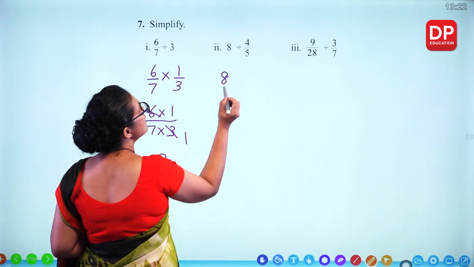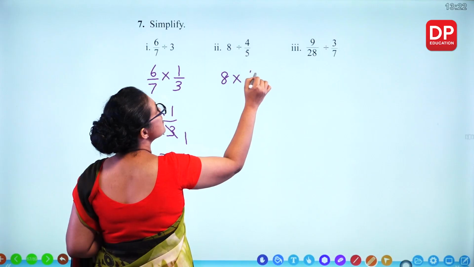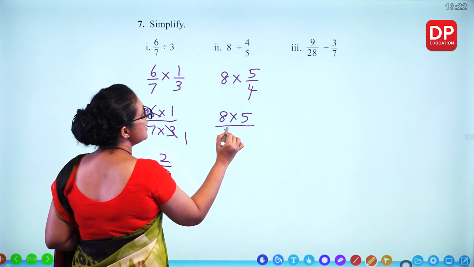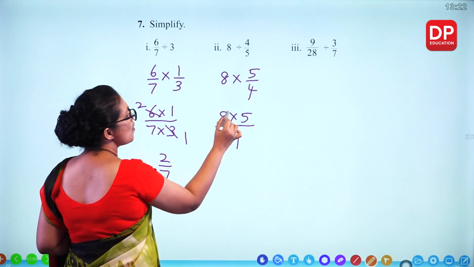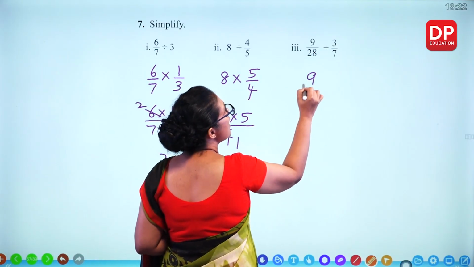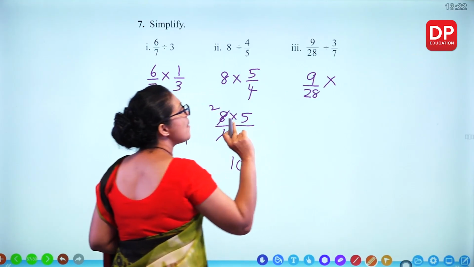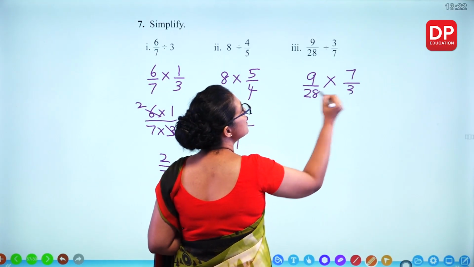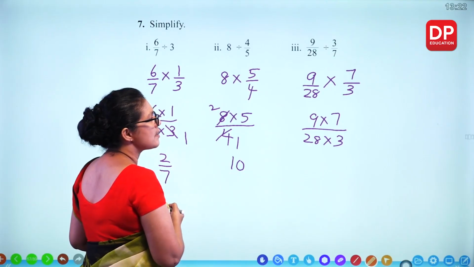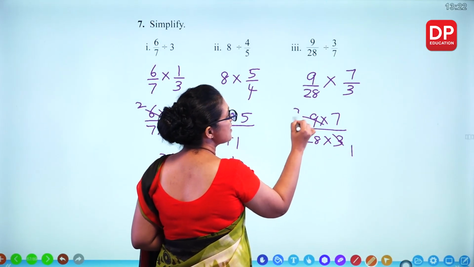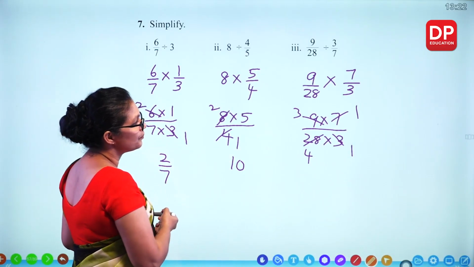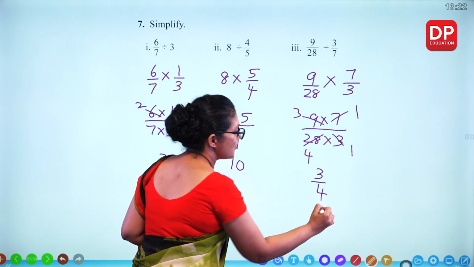This one, 8 multiplied by the reciprocal of this, 5 over 4. Multiply the numerator separately, denominator separately. 4 times 1, 4 times 2. You get 10. This one, 9 over 28 multiplied by the reciprocal of this, 7 over 3. 9 times 7, 28 times 3. Now simplify. 3 times 1, 3 times 3. 7 times 1, this is 4. So what's the answer? 3/4.